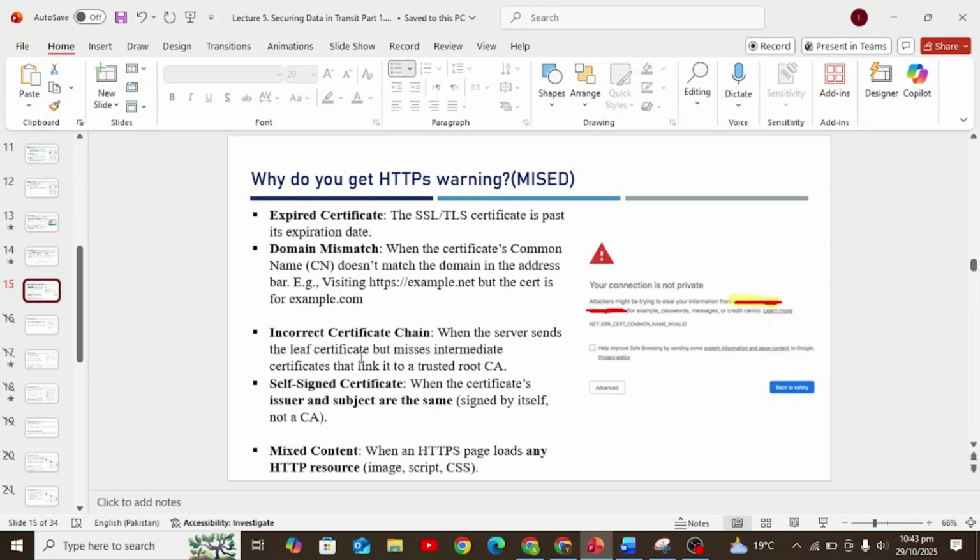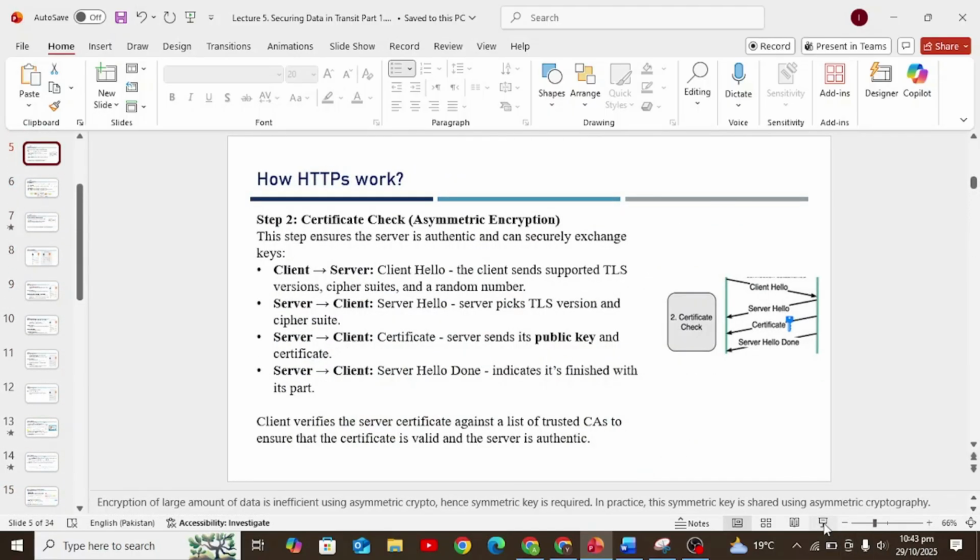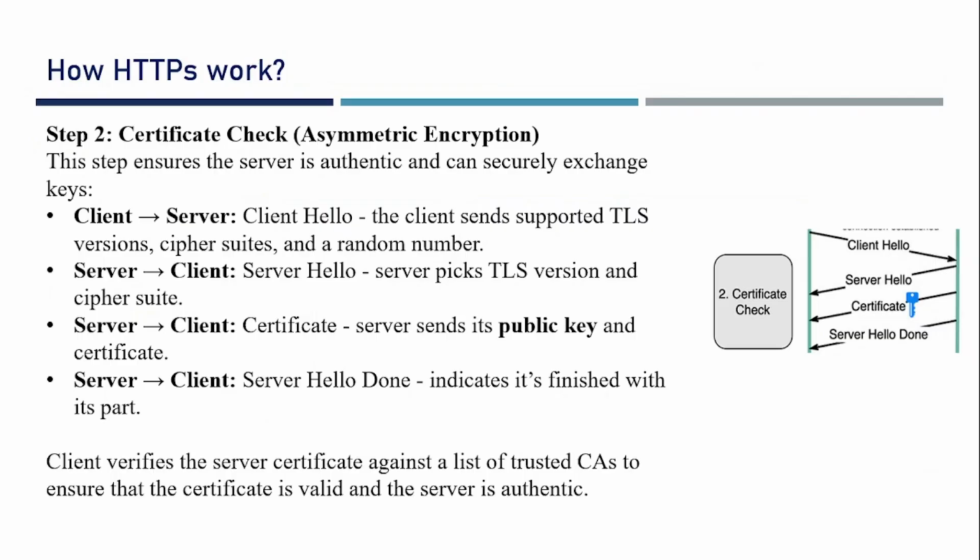Then there's a self-signed certificate: one cannot sign its own certificate unless it's a root certificate. If that's the case, you get the warning. Then if there's mixed content, you also get the warning. So moving ahead. This step is crucial. It ensures you're talking to a real server, not an impersonator.